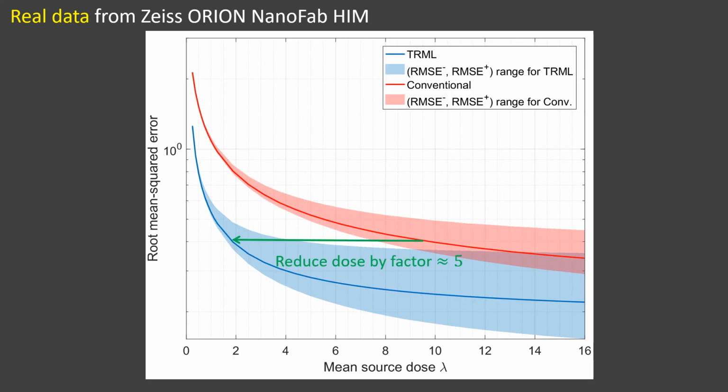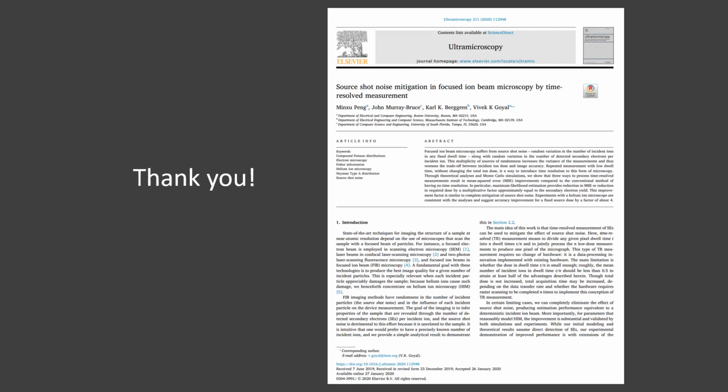We've also plotted the root mean square error as a function of total dose lambda for real experimental data. Note that by applying time-resolved measurements, we tremendously reduce source dose by a factor of 5 for a fixed root mean square error. For more details, please refer to our Ultramicroscopy paper.